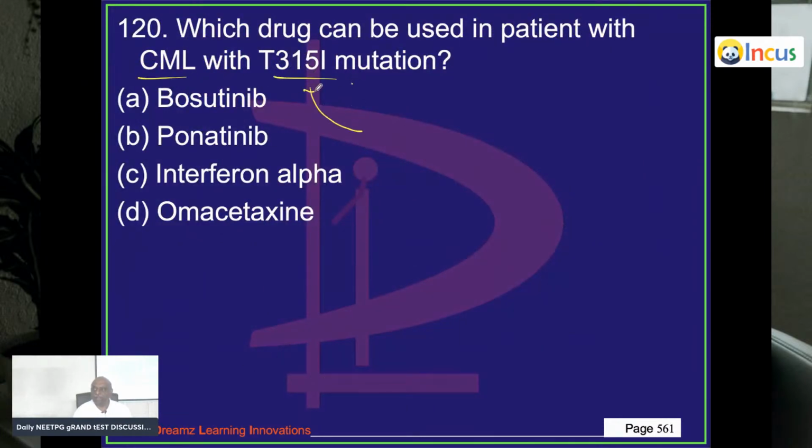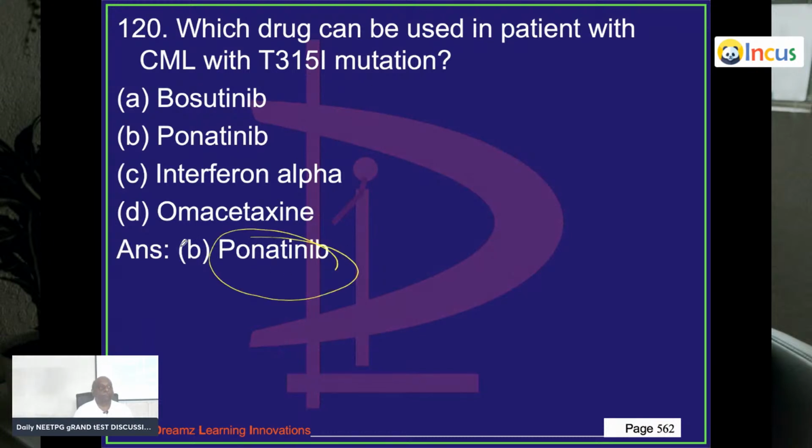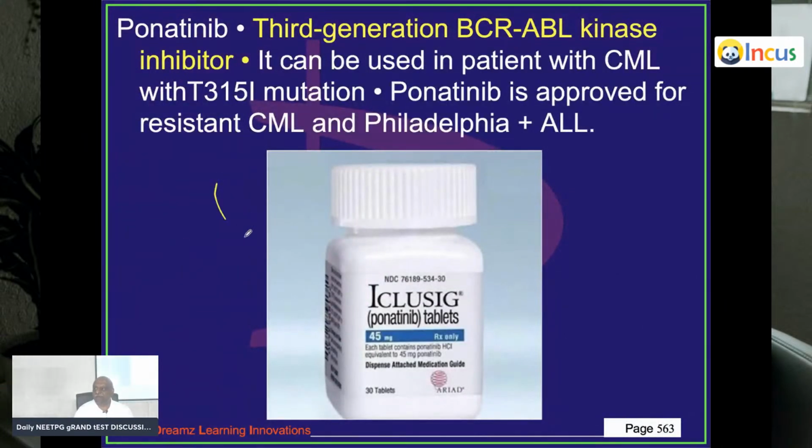CML with T315I mutation. What do you use? We use ponatinib. Ponatinib is the third generation. Imatinib is there, right? Ponatinib is the big brother of imatinib.